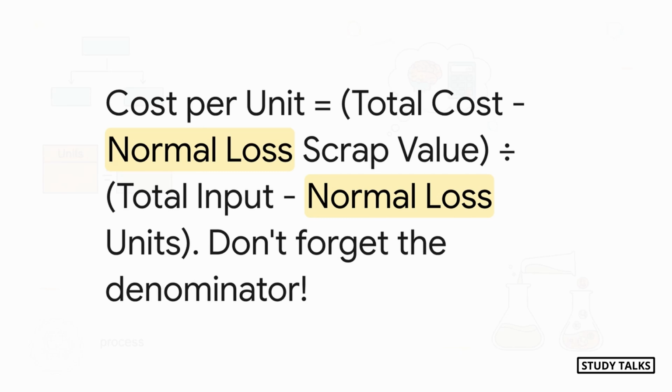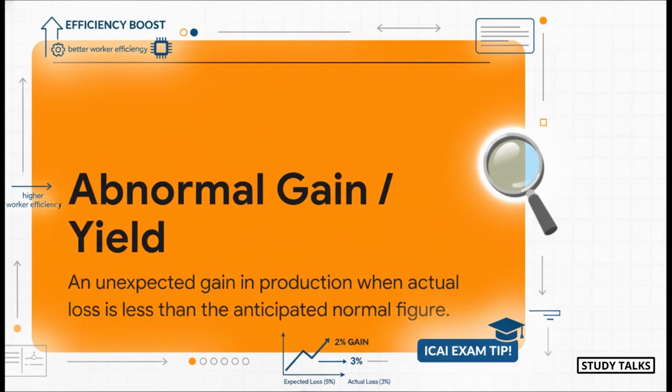The whole logic is that the cost of normal loss must be borne by the good units only, so your denominator must be the expected good output. If you forget to remove those lost units, your cost per unit will be too low, and if that's wrong, your entire answer is wrong. Game over.